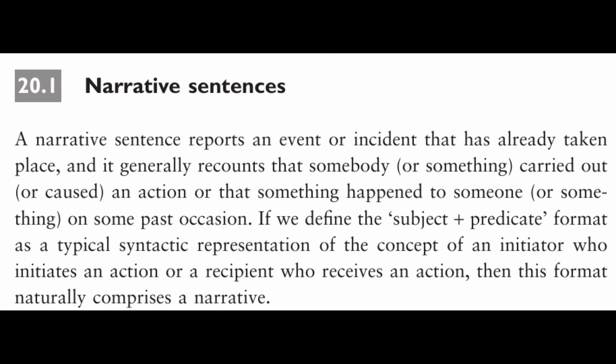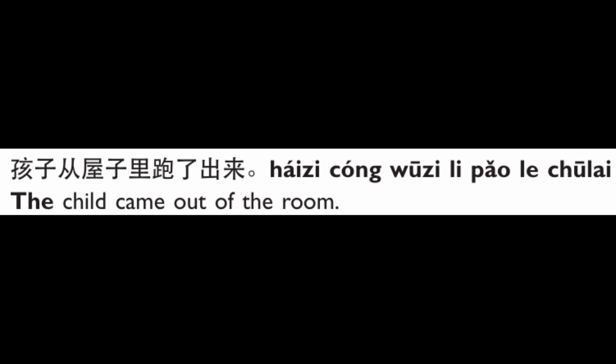Now, let's see if we can explain some of the more complex aspects of le. You tend to see le in what we call narrative sentences, which are sentences that report events that have taken place. 孩子从屋子里跑了出来 means that the child came out of the room. It's an action that has already taken place.